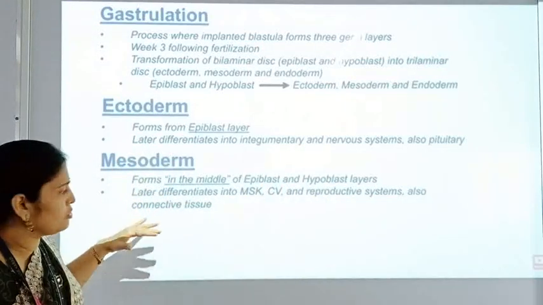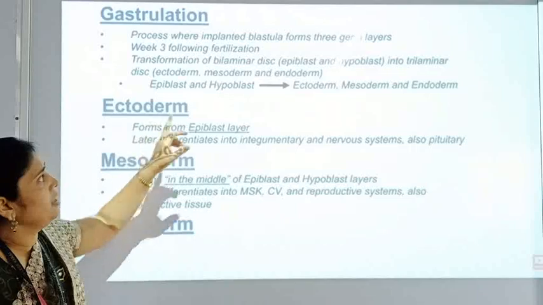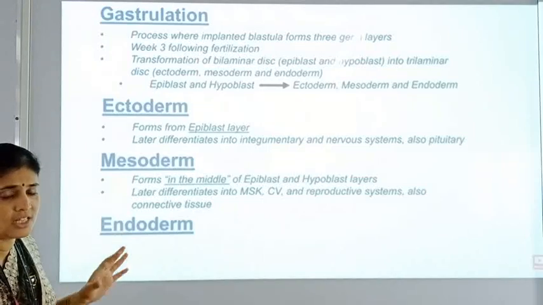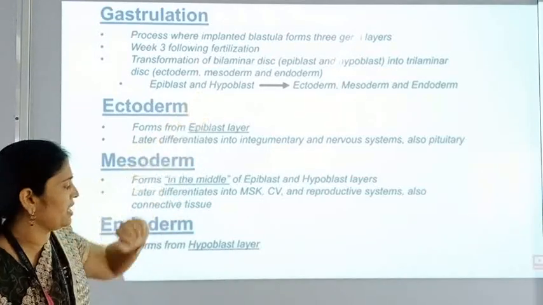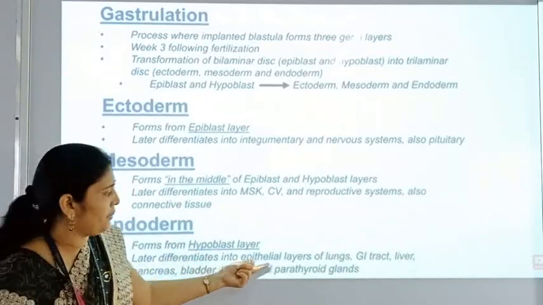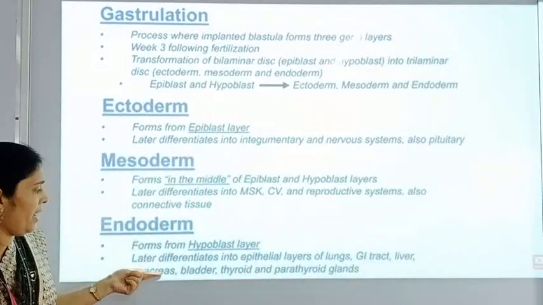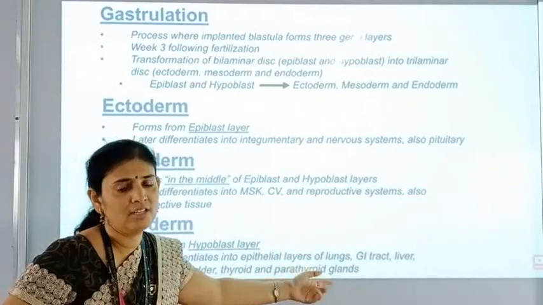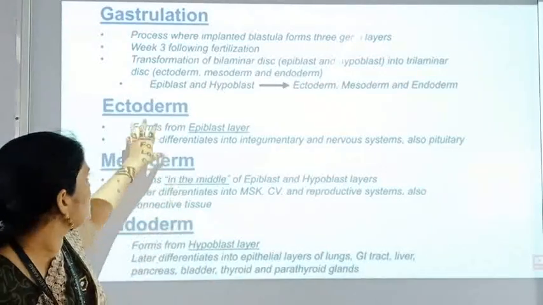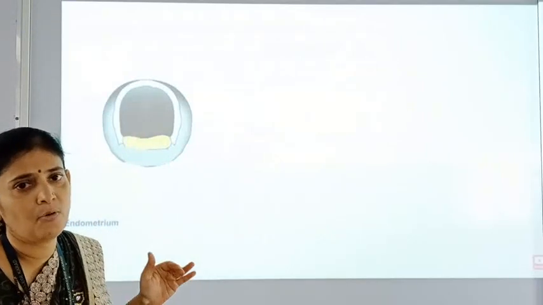The third layer we see here is the endoderm, which is developed from the hypoblast layer, and later differentiates into epithelial layers like the lungs, gastrointestinal tract, liver, pancreas, bladder, thyroid and parathyroid gland. So there are different organs of our body formed from these 3 layers. Some are formed from ectoderm, some from mesoderm, and some from endoderm.